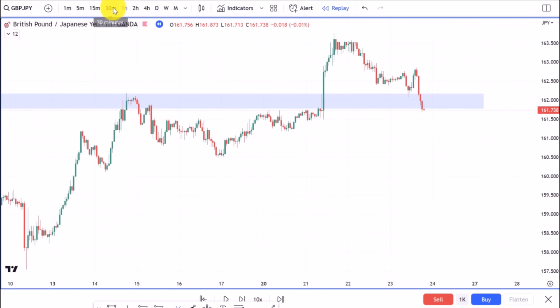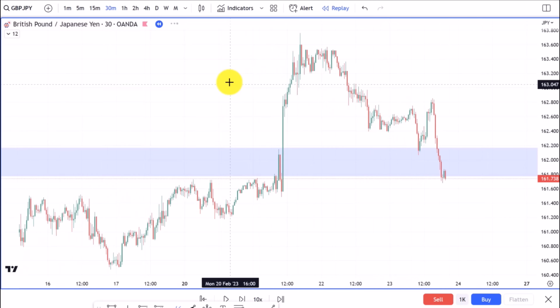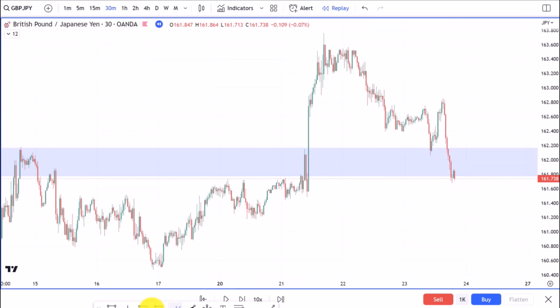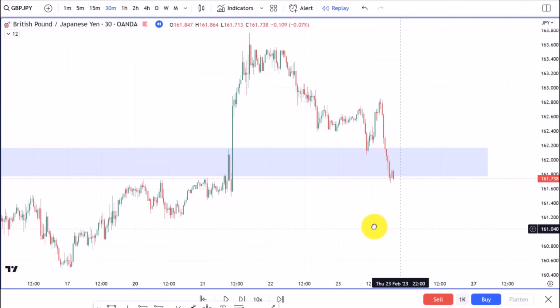So I go down to the 1 hour, maybe you can even go all the way down to the 30-minute time frame. And we want to observe what the market is doing here. So we also have a very strong supply and demand area somewhere in here. So we want to see what the market is doing here.